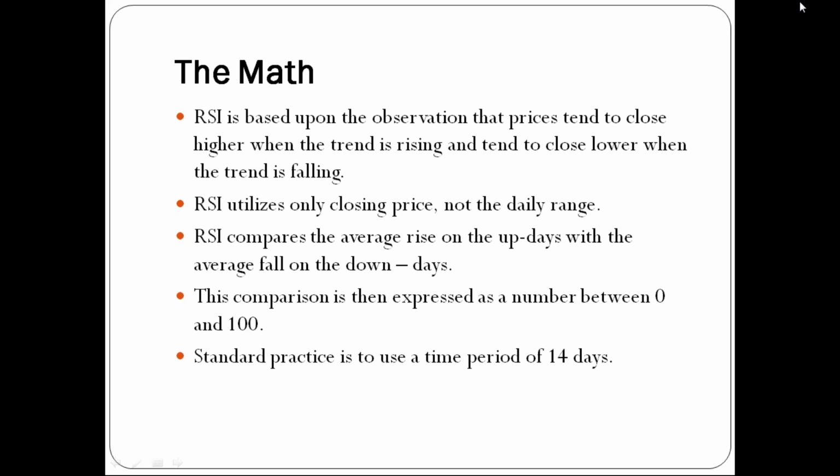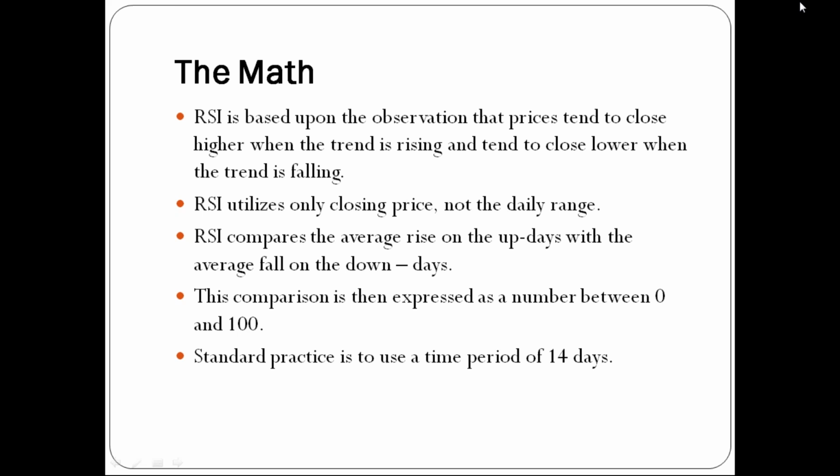RSI compares the average rise on the up days with the average fall on the down days. That means if we are using the 14-period RSI, and on 8 days the price rises and on 6 days it falls, the formula compares the rise on the 8 days and the fall on the 6 days. So this is the way the RSI is derived.